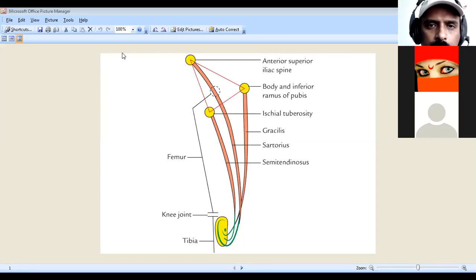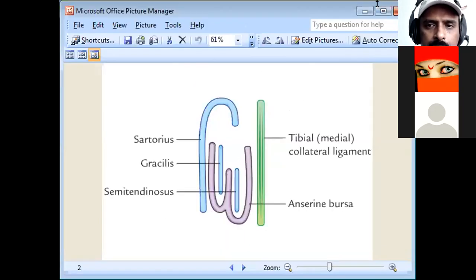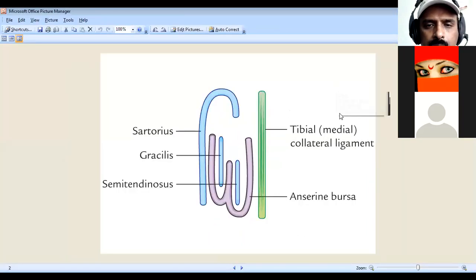So you have to know the Pes Anserinus bursa here, which relates to almost all these three muscles. Just now we have studied sartorius, gracilis and semitendinosus. Their tendons may have chances of friction at the point where they are inserted in a W shape. They are separated by the bursa.